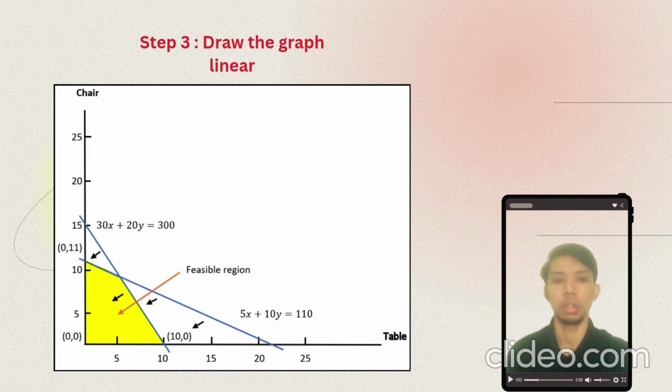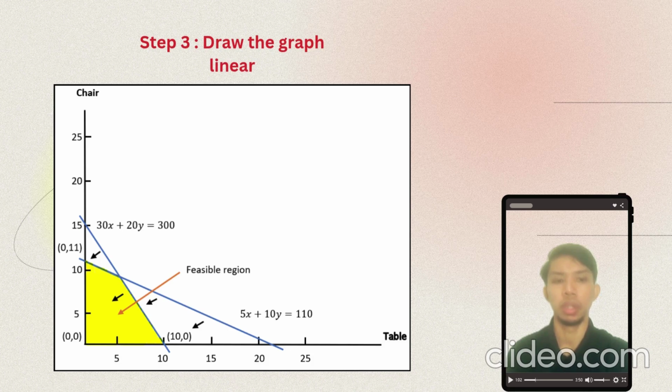Substituting (0, 0) into the first constraint becomes 30(0) plus 20(0) equal to 0, which is less than or equal to 300. Holds true. So we shade the region toward the origin for this constraint. Similarly, for the other, 5(0) plus 10(0) equal to 0, which is less than or equal to 110, is valid. So we shade toward the origin again.